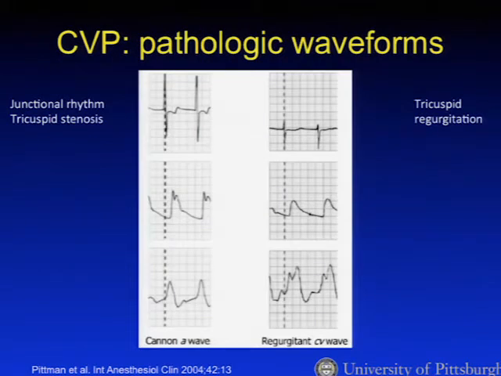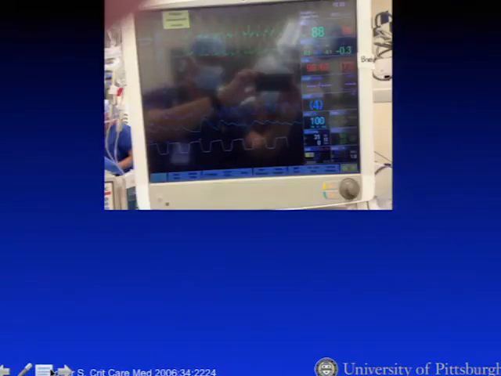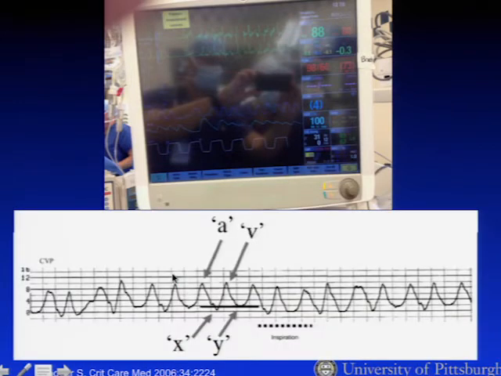Now, a lot of information can be gleaned from the morphology of the CVP waveform, and I would just direct you to this excellent review by Pittman for more on that. This is an example of a patient with prominent A and V waves on their CVP tracing. Apologize for the glare on the monitor. Here's a better graphical illustration of the same thing.